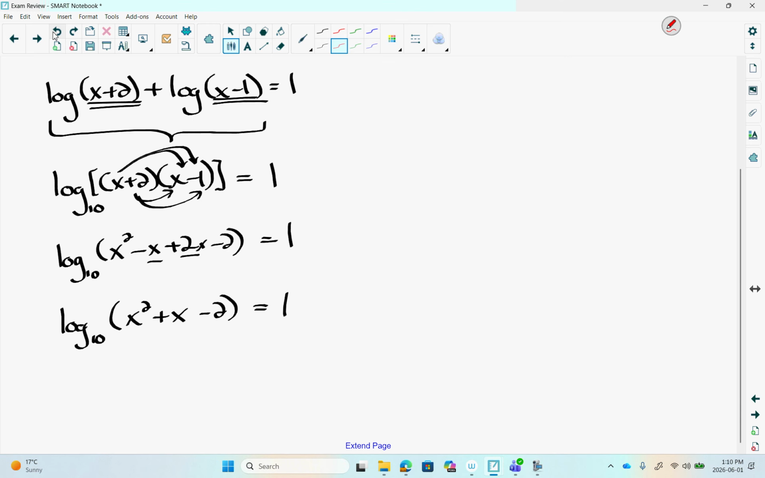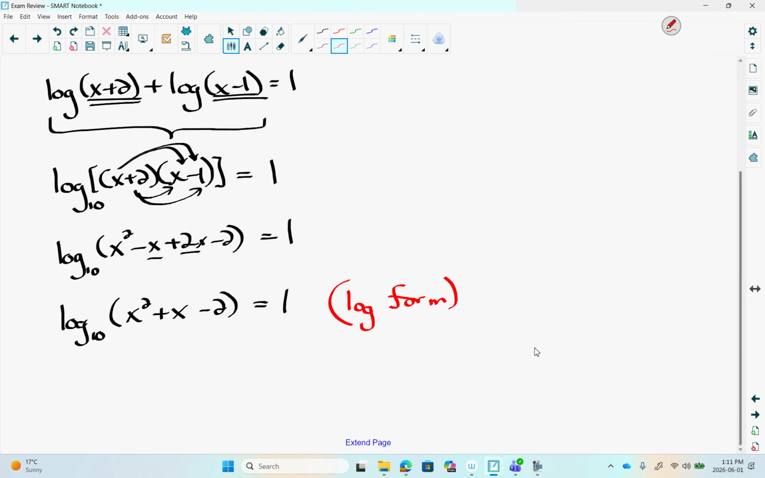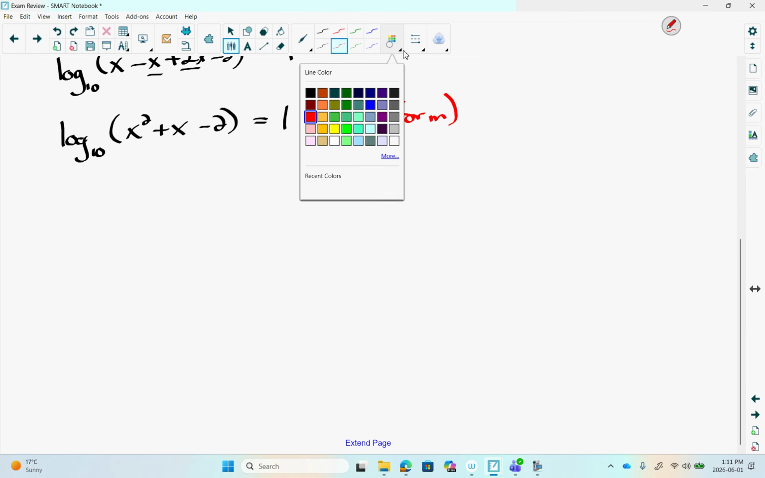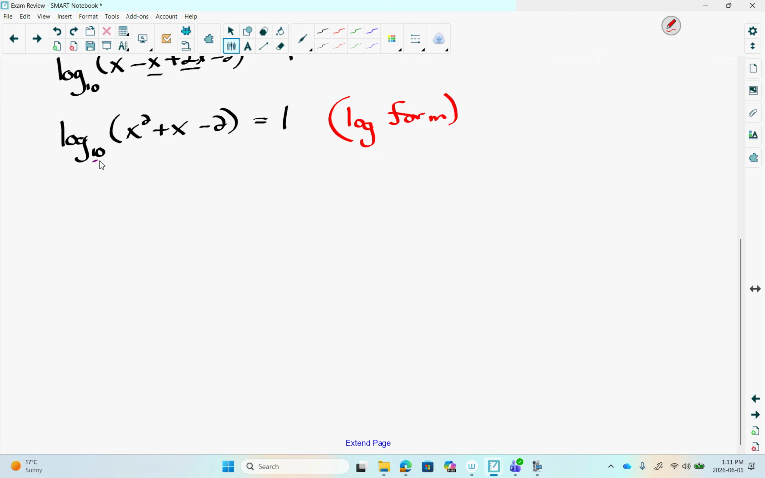Anyone remember what the advice was in this unit when you got stuck? Like if you come to a point in a logarithmic equation where you don't really know what to do? Yeah, switch forms. So what form is it in right now? Log form, or logarithmic form. Anyone know what the base is? Base is 10. What's the answer?